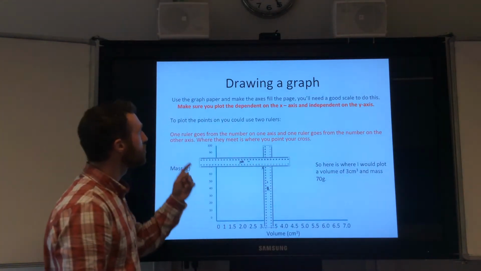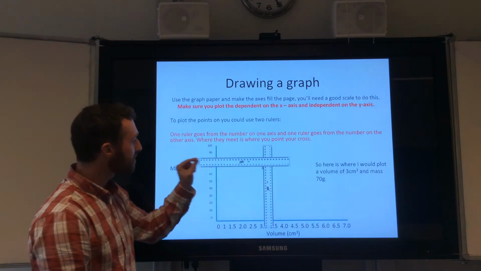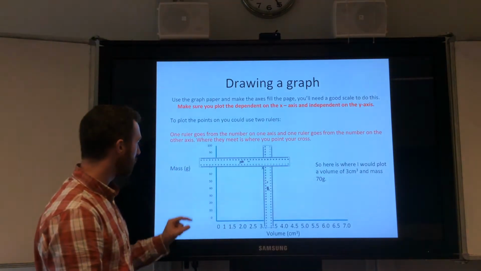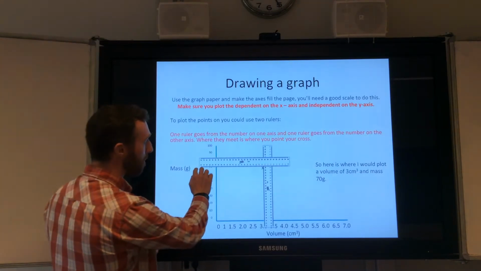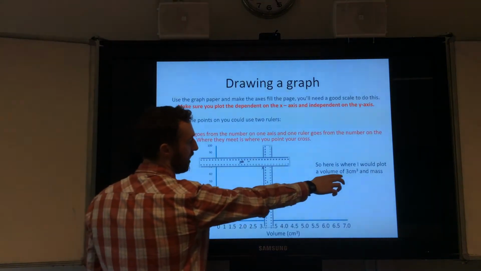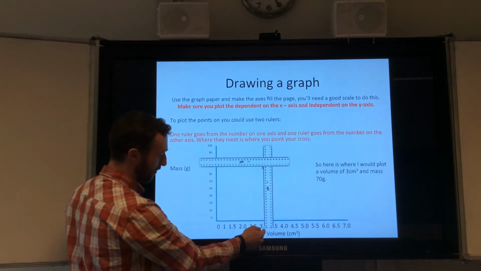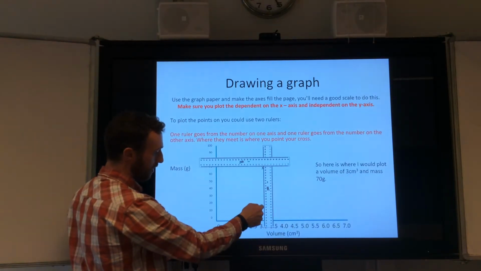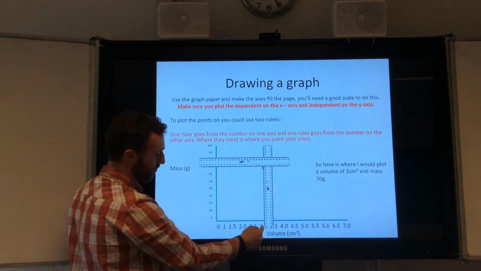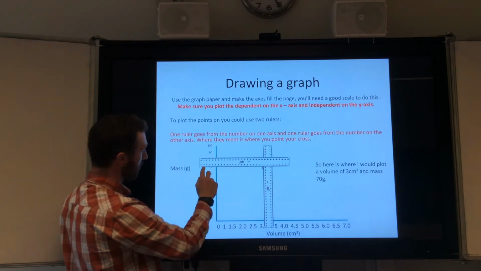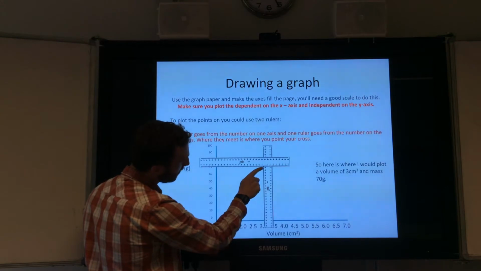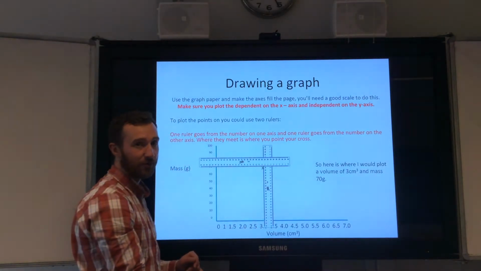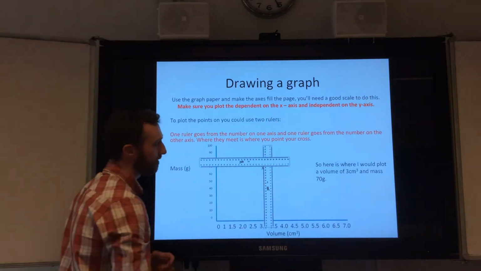Now, you want to make sure that you get the exact points. So what I do is I take 2 rulers and say I'm looking for a mass of 70 and a volume of 3. I'm going to put my ruler up where 3 is on the volume, and I'll put another ruler where 70 is. Where those 2 meet, where they cross, that's where I'll put my cross. So I put my point right there.